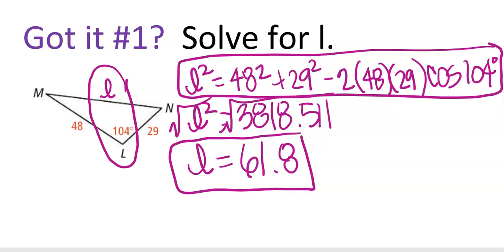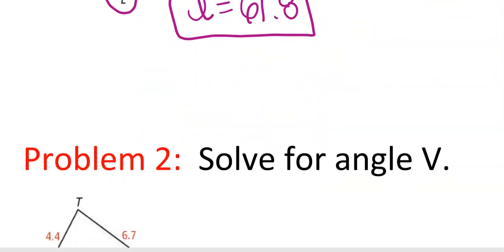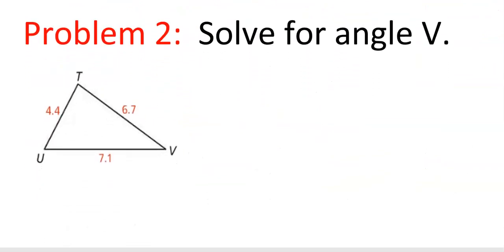So when you're looking for a side, law of cosines is very easy to use. It's a longer formula, but I think once you do it a few times, you'll know where those numbers go. What do you do when you're solving for an angle? Okay, we're looking for angle V, so that's going to be my angle side pair.